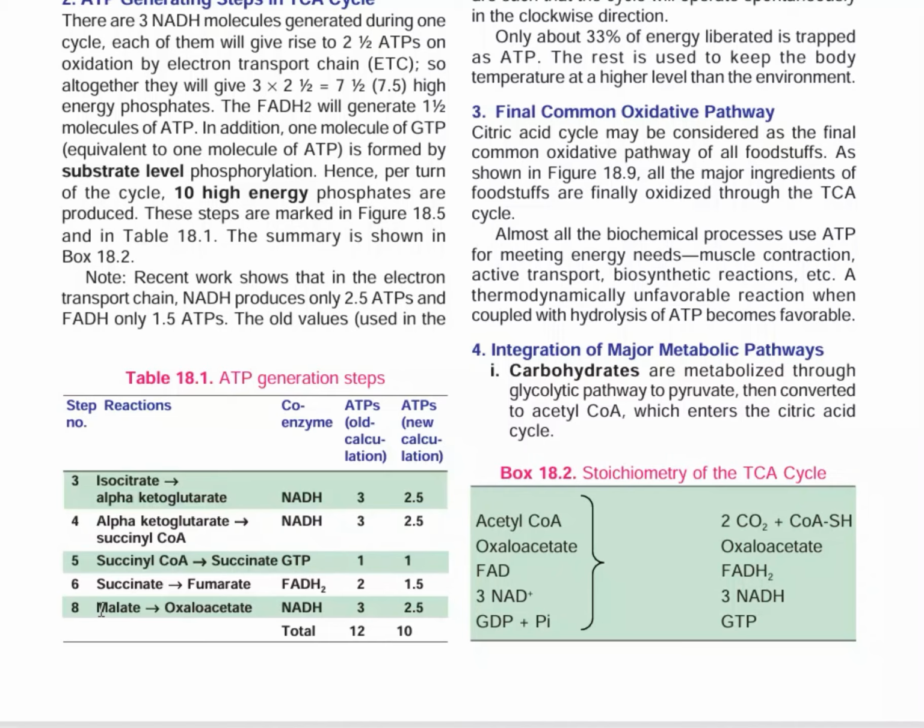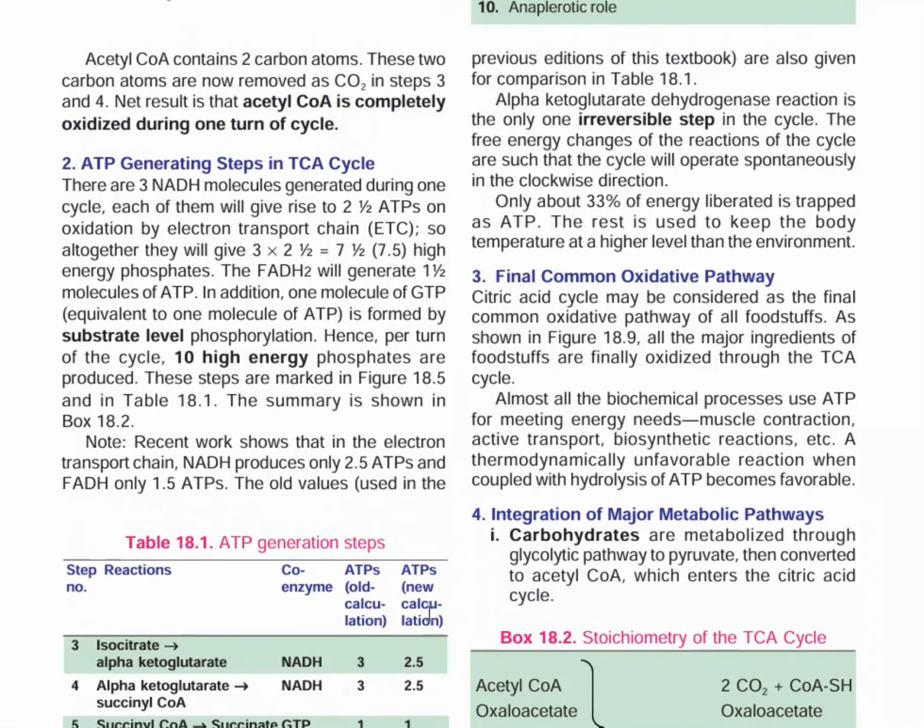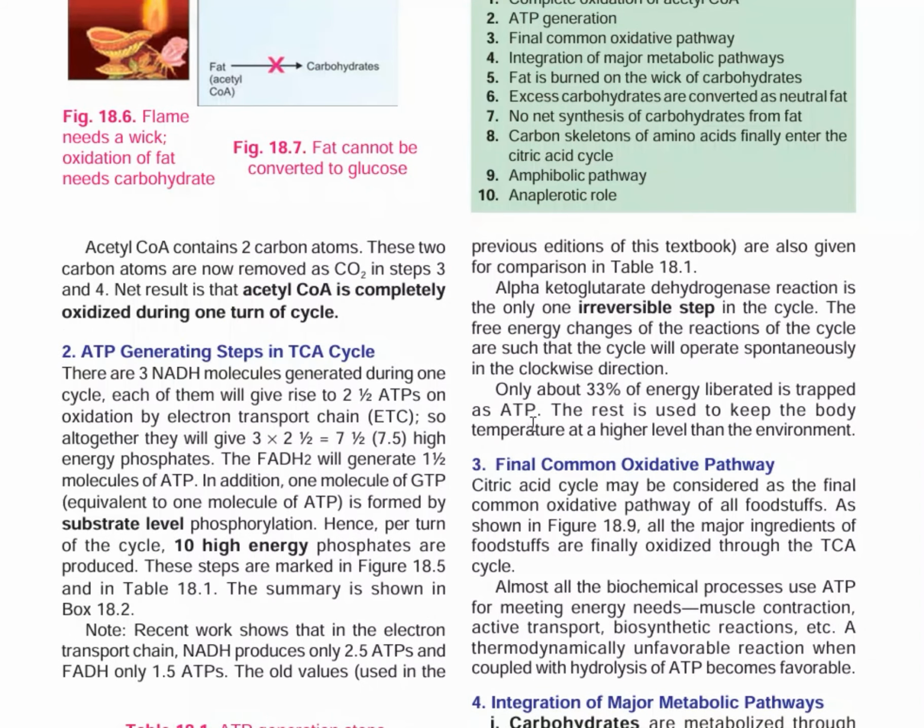And lastly, malate is converted to form oxaloacetate in the presence of NAD. 1 NADH is also generated. Here also, in the same way, 3 and 2.5 ATP is produced. So in total, if we calculate in the old calculation, there are 12 ATP we have generated, and in the new calculation there are 10 molecules of ATP we generated here.